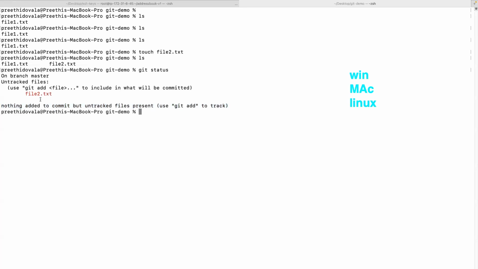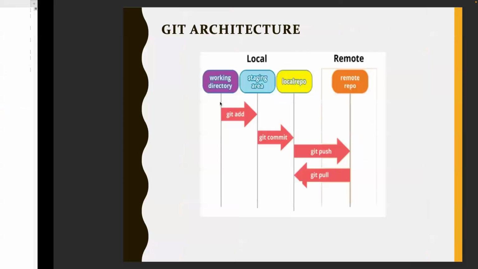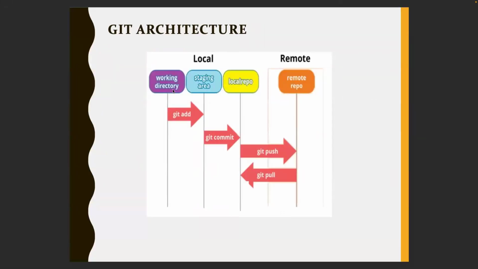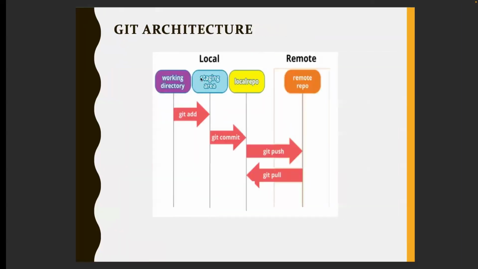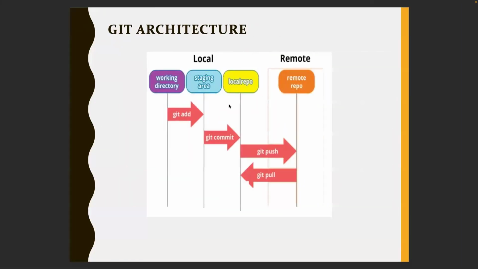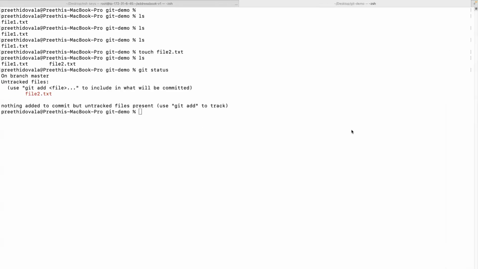So where is this file now? Not in the staging area. It is an untracked file. I did not add it yet. It is in the working directory. Refer to this architectural diagram always. For it to be tracked, what should we do? We should move it to the staging area, or index area. How do we do that?